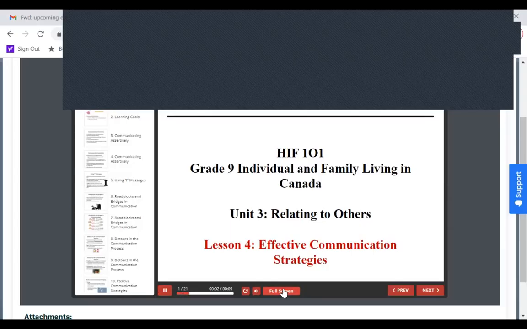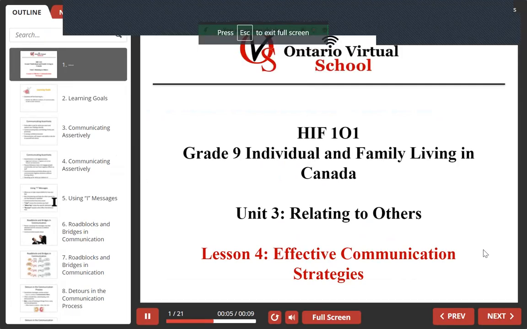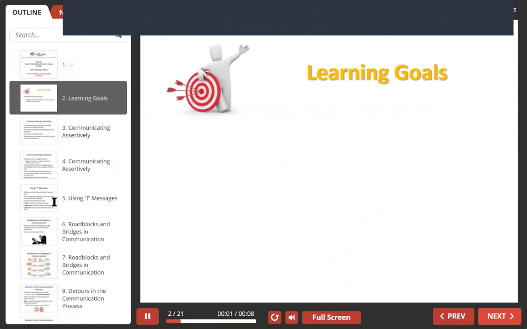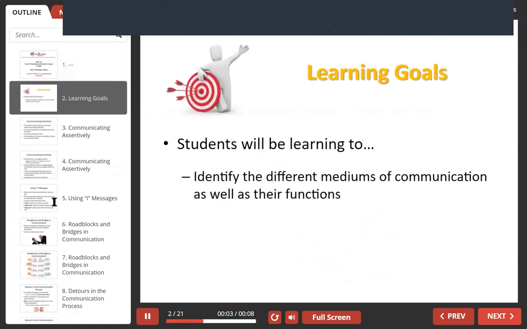Hey guys, welcome back to Unit 3, Relating to Others, Lesson 4, Effective Communication. So our learning goals for this lesson will be to identify the different mediums of communication as well as their functions.